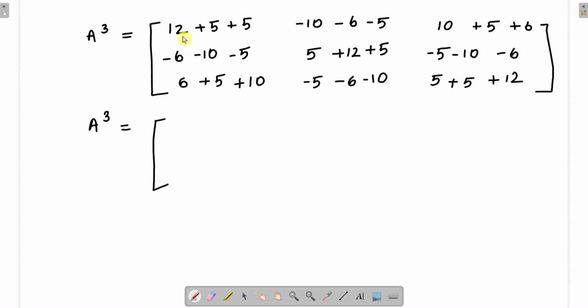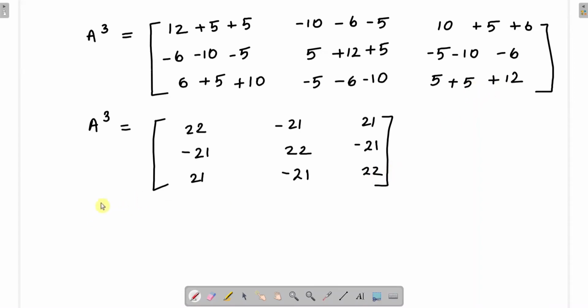A cube will be 12 plus 5 is 17, 17 plus 5 will be 22, minus 10 minus 6 will be minus 16, minus 16 minus 5 will be minus 21, 10 plus 5 is 15, 15 plus 6 will be 21, minus 6 minus 10 is minus 16, minus 16 minus 5 will be minus 21, 5 plus 12 will be 17, 17 plus 5 will be 22, minus 5 minus 10 will be minus 15, minus 15 minus 6 will be minus 21, 6 plus 5 will be 11, 11 plus 10 will be 21, minus 5 minus 6 will be minus 11, minus 11 minus 10 will be minus 21, 5 plus 5 will be 10, 10 plus 12 will be 22. Okay, so this is what we have.